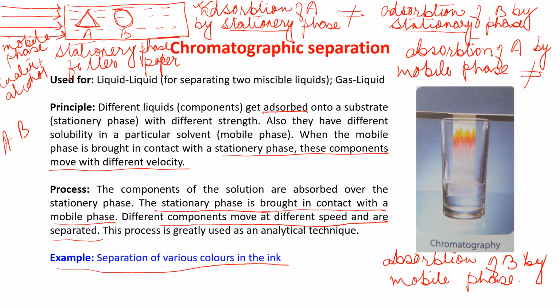Okay. Now suppose the mobile phase can absorb A at a faster rate than B. That means A is being absorbed by the mobile phase faster than B. So when the mobile phase is coming out from this filter paper, first it will carry A with it and it will move here with A. So after some time you may get two spots, one here and you may get another spot here.